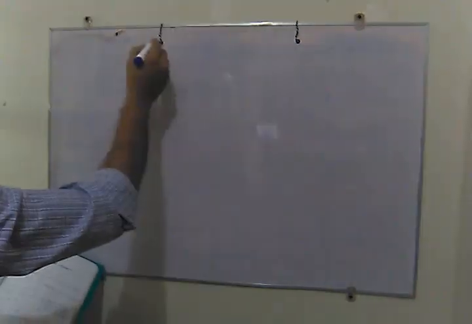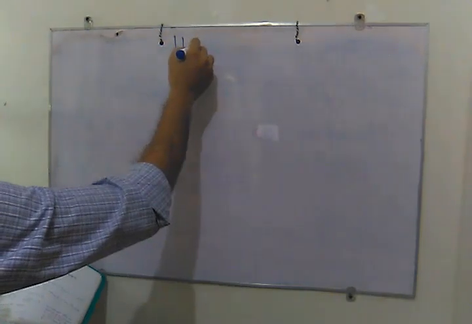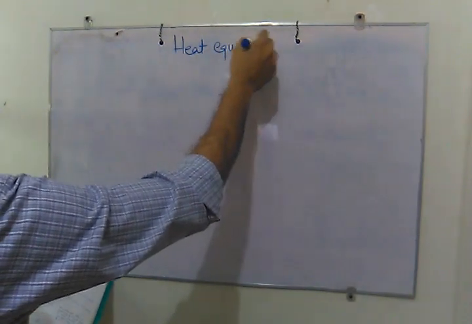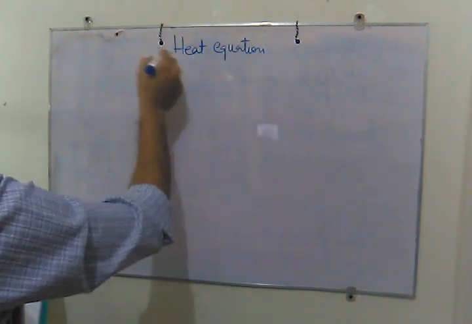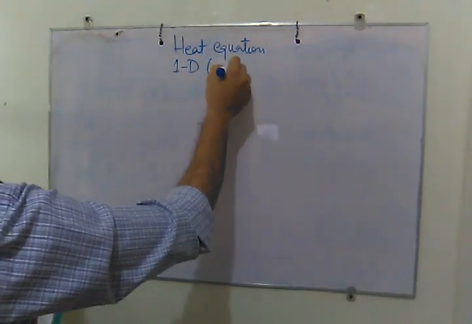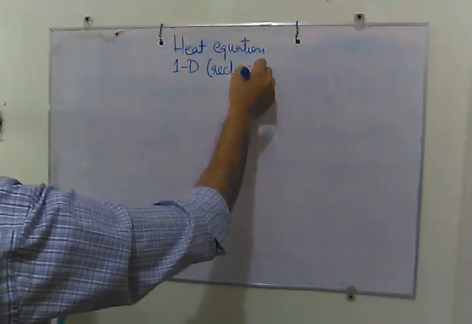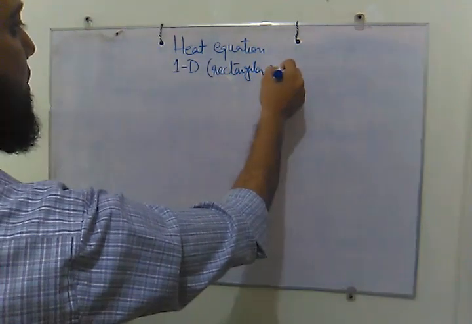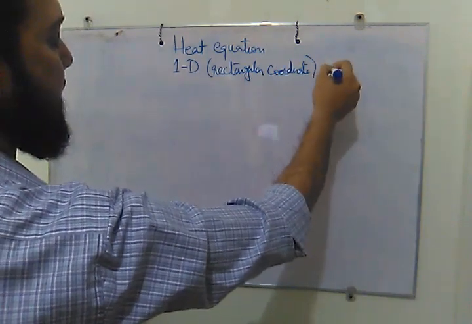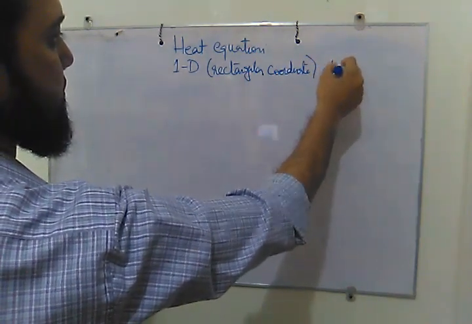So today we are going to solve another example of the heat equation, which is one dimensional in the rectangular coordinate system, and with Dirichlet type boundary condition.